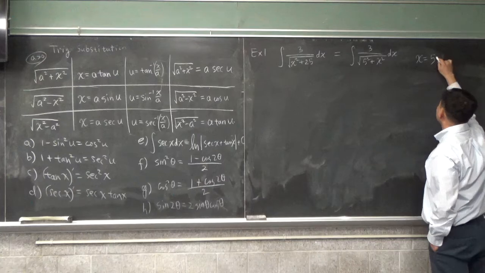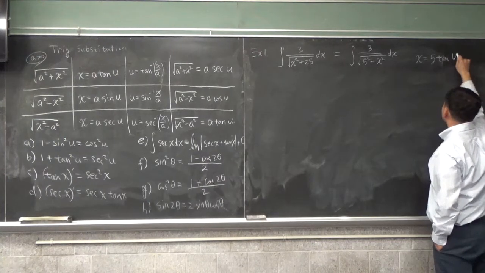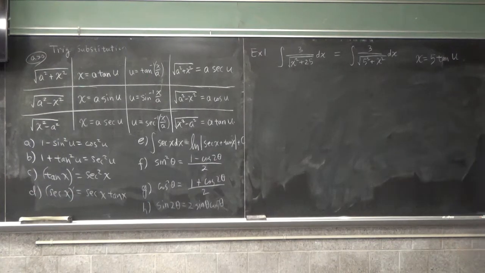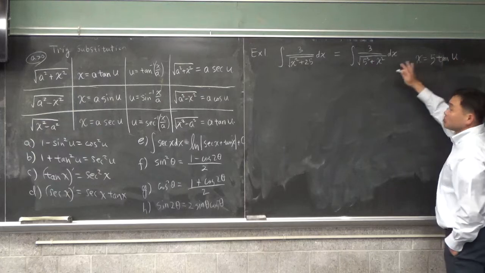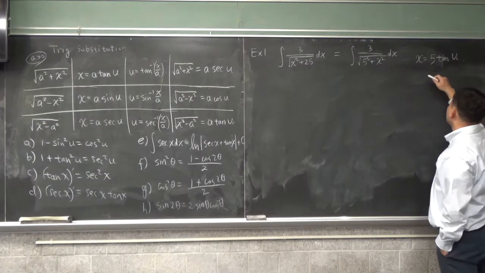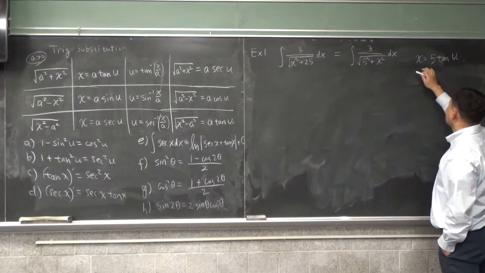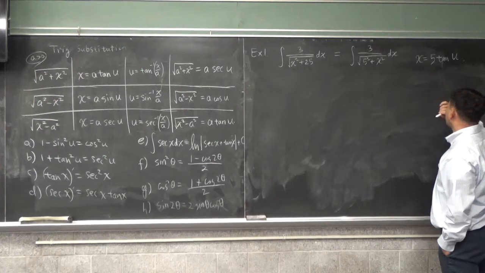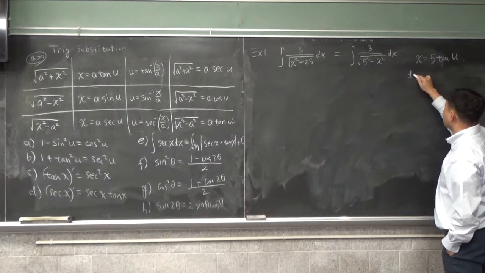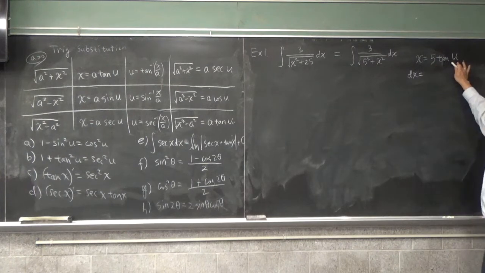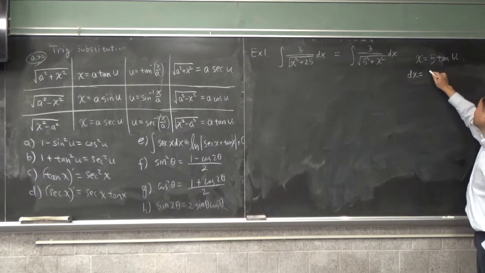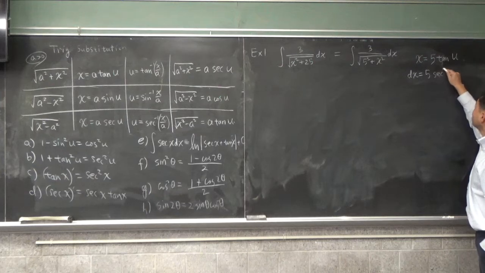Which means you want to set x as what times what? 5 tangent of u. Okay? All right. So this is the substitution that you need to do. First, you have to find out what dx is. So you need to differentiate tangent of u. What's the derivative of tangent? Secant squared.